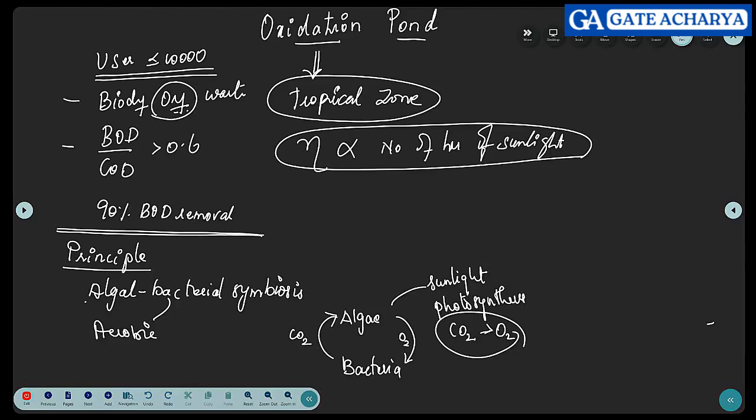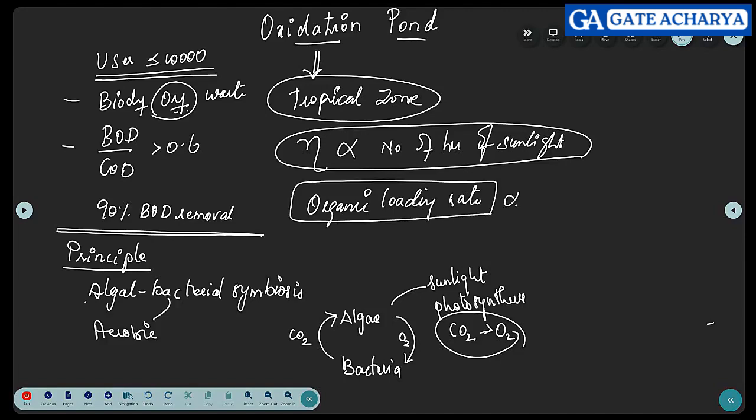Okay, so there is a term called organic loading rate, which is inversely proportional to latitude. Okay, what is organic loading rate? What is organic loading rate?